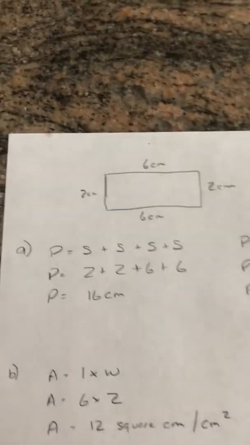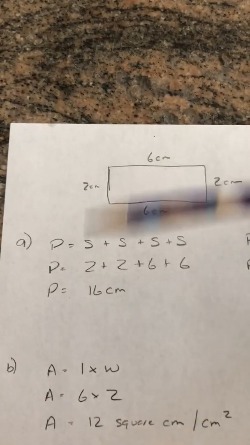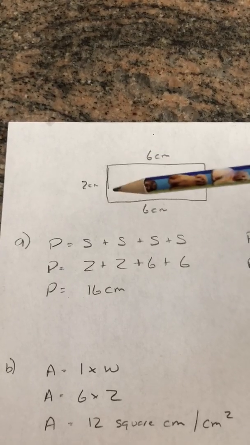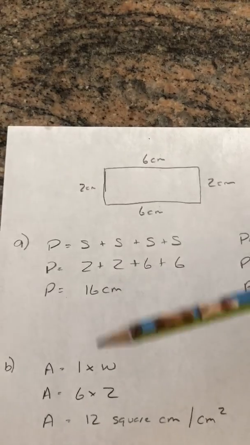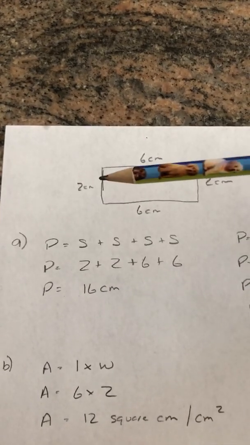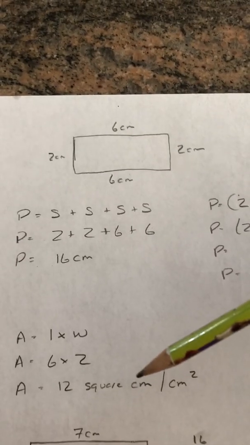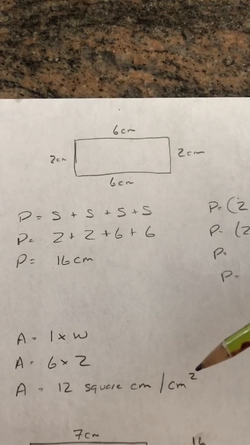Part B wanted to figure out what the area of that rectangle is. Now area, the formula for that is length times width. We're really trying to figure out how many square centimeters would fit inside of this two-dimensional shape. So in order to figure that out, I'm going to multiply my length times my width. 6 times 2 equals 12 square centimeters. You can also write that as centimeters to the second power.